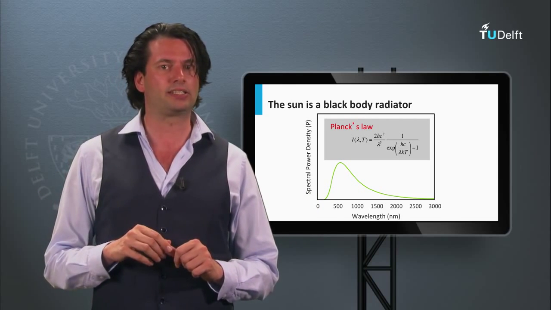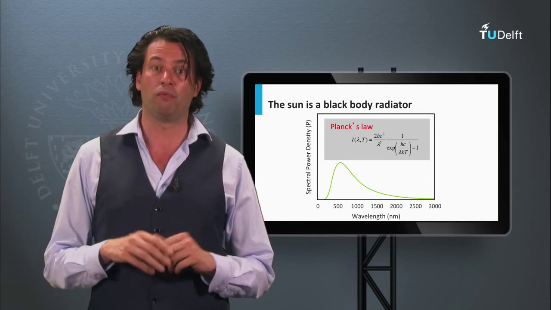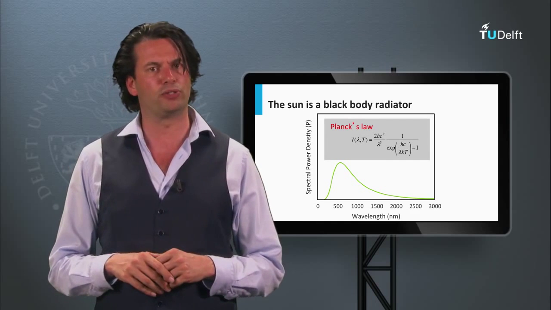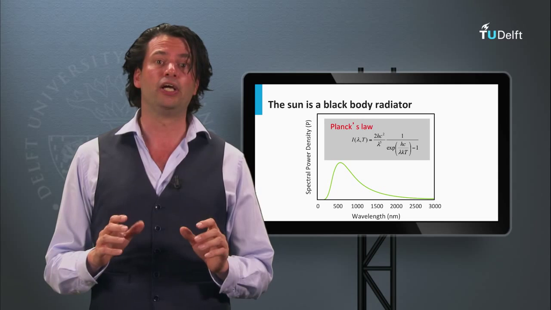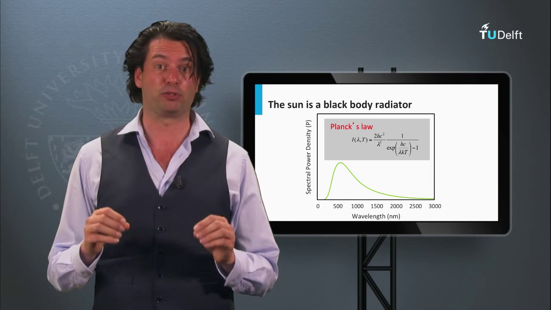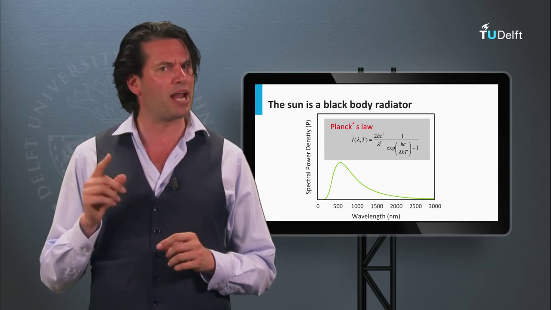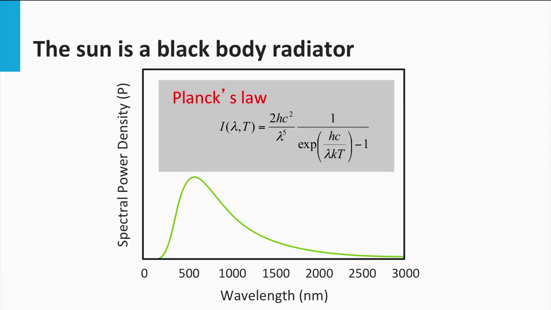All matter emits electromagnetic radiation when its temperature is above absolute zero. A body which is not reflective and absorbs all light is called a black body. The spectral power density of a black body radiator, which is in thermal equilibrium, is given by Planck's law. This law shows that the spectrum peaks at a certain wavelength when the object is at a certain temperature. The curve shows the typical spectral shape of a black body radiator.